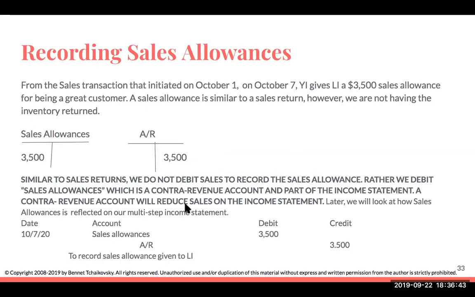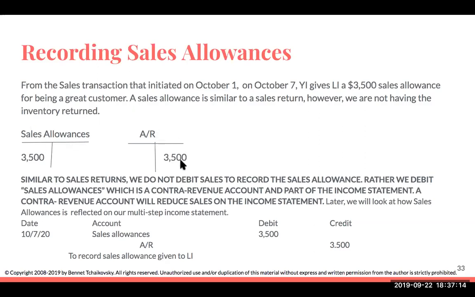Now, the next one is a sales allowance. And this, we could give a sales allowance because you had a great customer. Maybe we say, hey, keep the inventory. We'll just give you a little bit of a credit back on your statement. So from the sales transaction that initiated on October 1st, on October 7th, YYZ is giving LAX Inc. a $3,500 sales allowance for being a great customer. So again, a sales allowance is similar to a sales return. However, the inventory is not physically coming back.